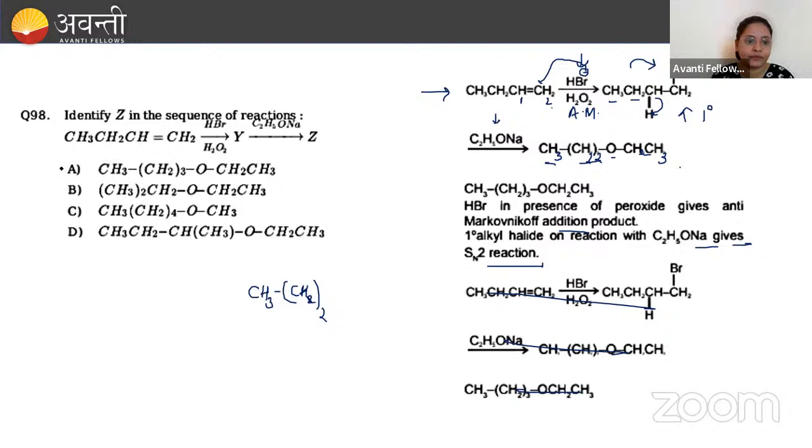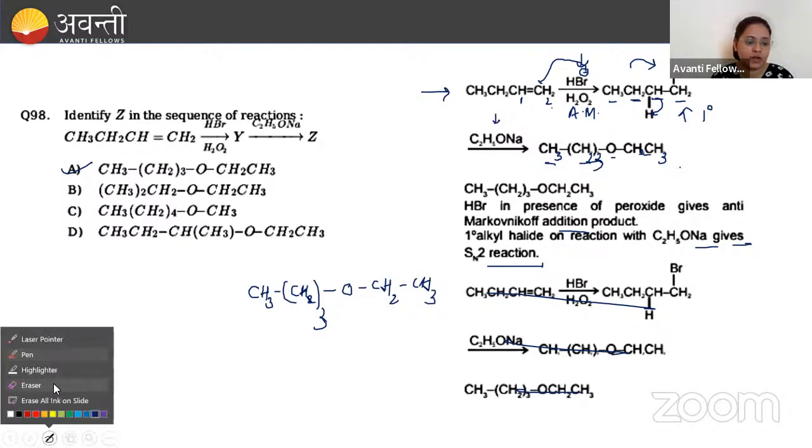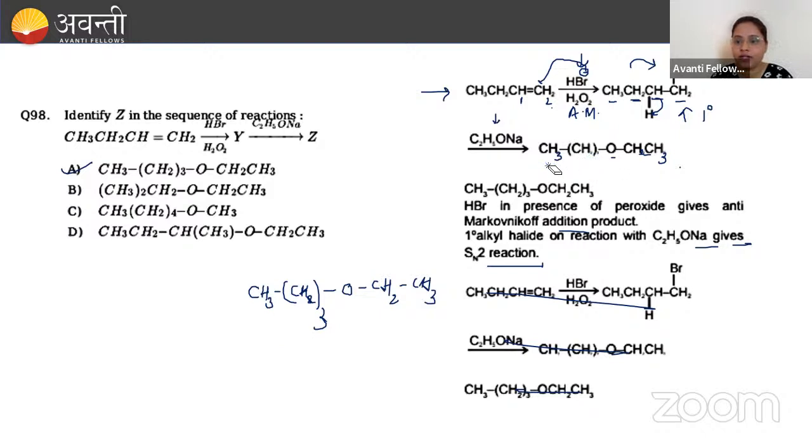So that's why here the answer will be A. Here it is 3: CH2, CH2, CH2, O, CH2, CH3. Are you getting this? I will just write it here. Look, it is already written below. CH3, CH2 thrice, OCH2, CH3. So option A is the correct answer here. Very simple reaction. Let's move on to the next problem.